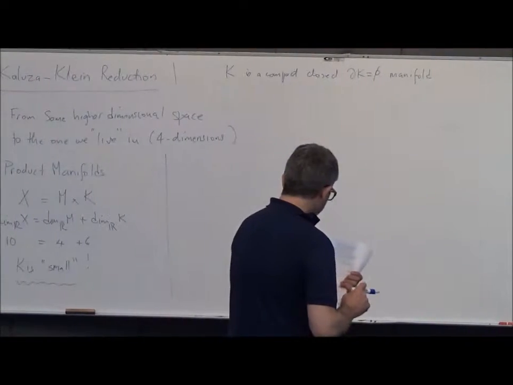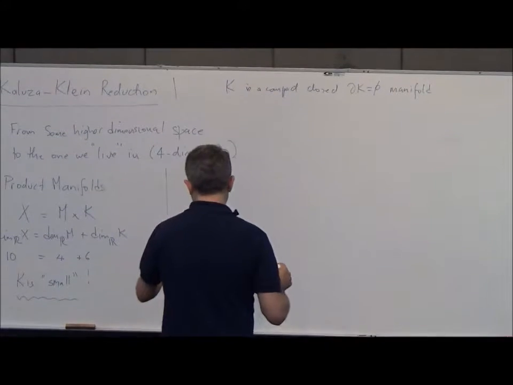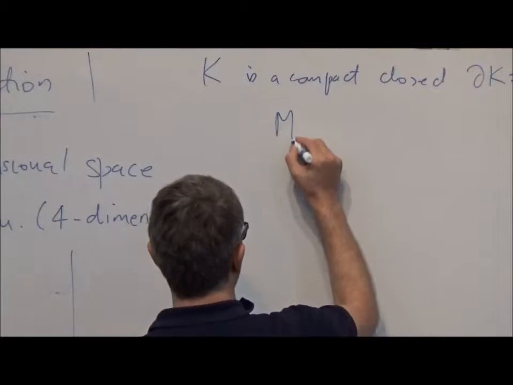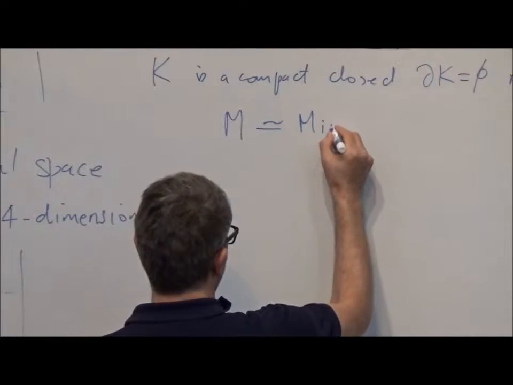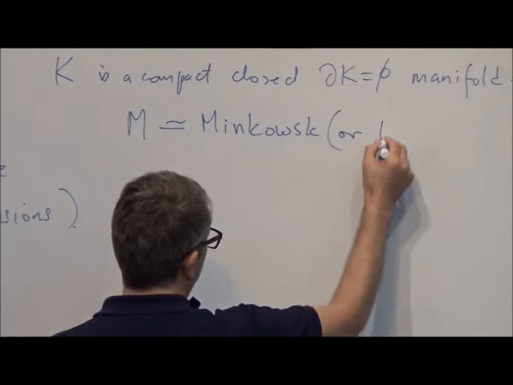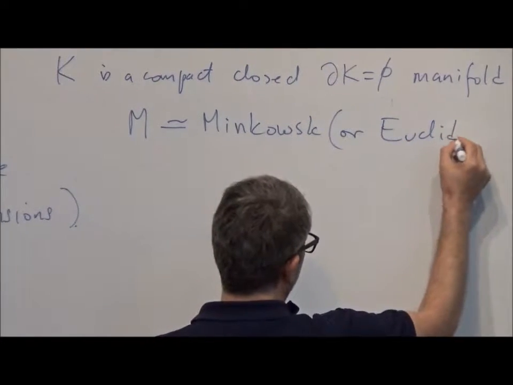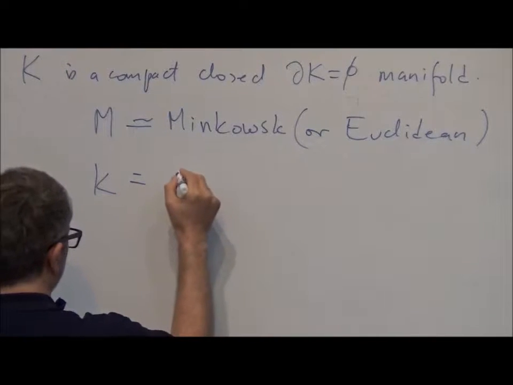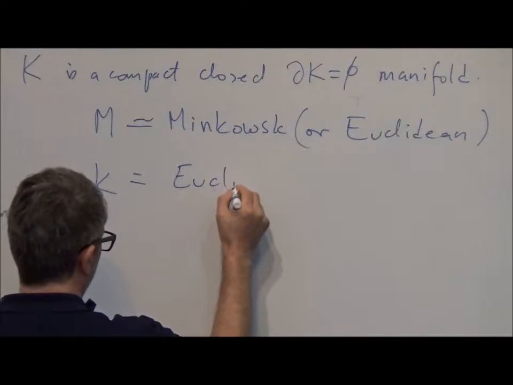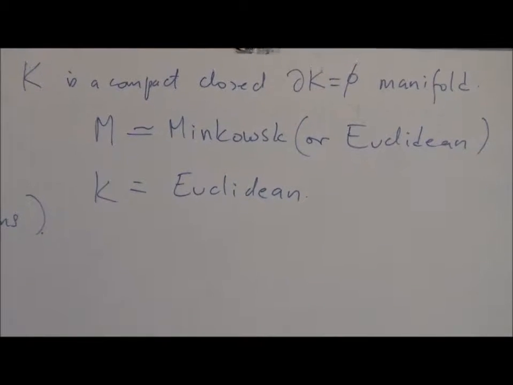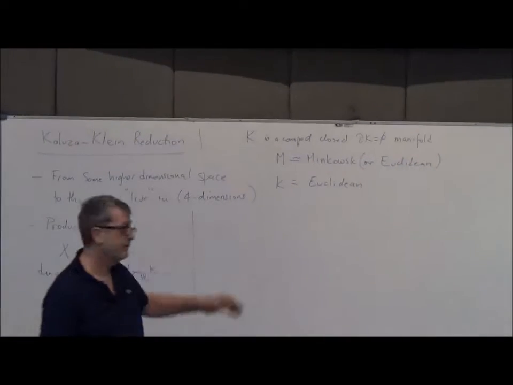So I'll start by some notation. So for me, M is Minkowski or Euclidean, but you can do the Euclidean case. And K is definitely Euclidean. Here I mean that the signature of the metrics that I'm using on these spaces are of that type.